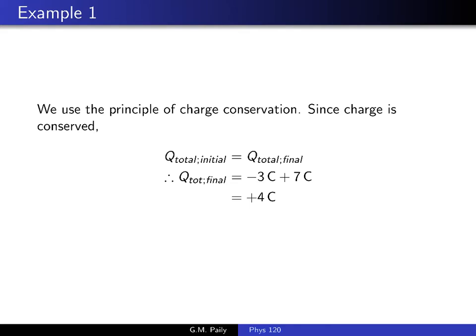Since charge is conserved, we know that the total initial charge must be equal to the total final charge. The total final charge is the charge on the first ball plus the charge on the second ball. And -3 plus 7 gives us 4 coulombs.